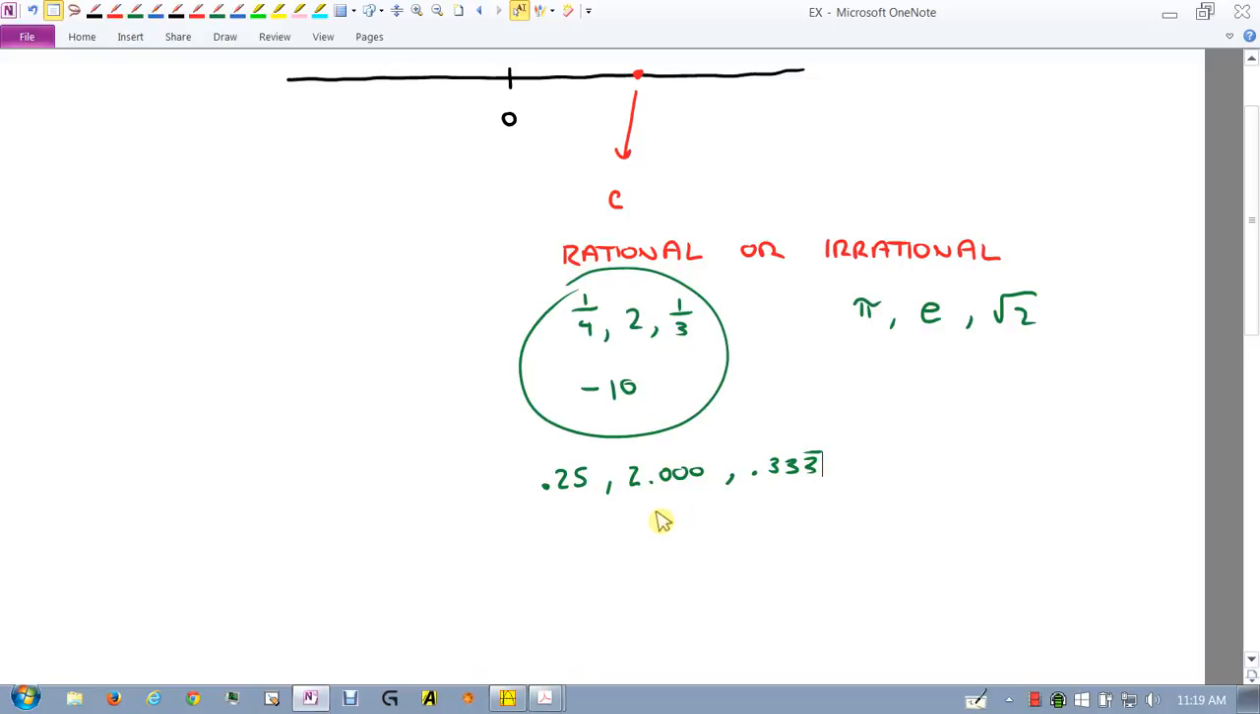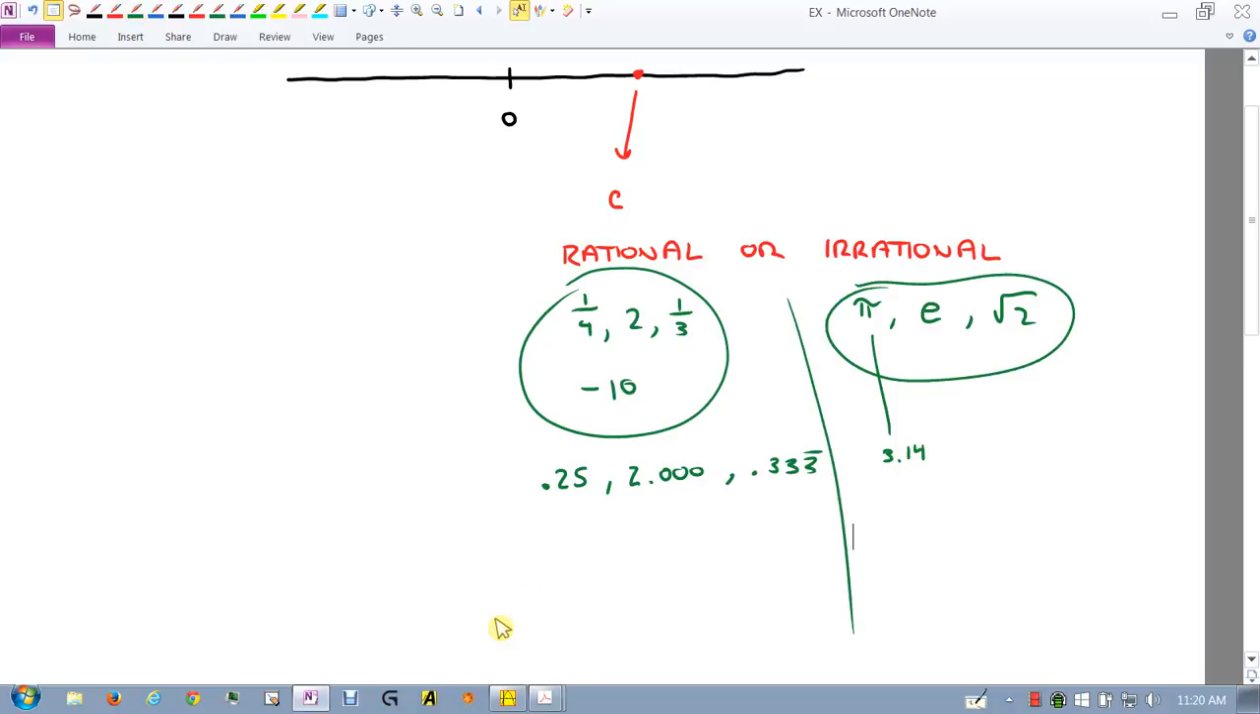All of these have something in common. The decimal either stops, 0.25, done. There are zeros at the end that keep going, but we won't count that. Or it repeats with a pattern. Every fraction can be written this way. These over here cannot. Pi is what? 3.14, and then there's no repeating ever. It just keeps changing, no pattern to it at all. Same thing with e, same thing with root 2. Understand the two categories of numbers that live on the number line?